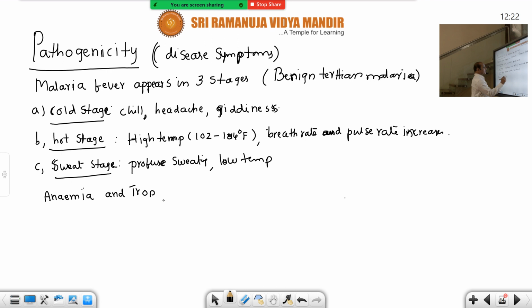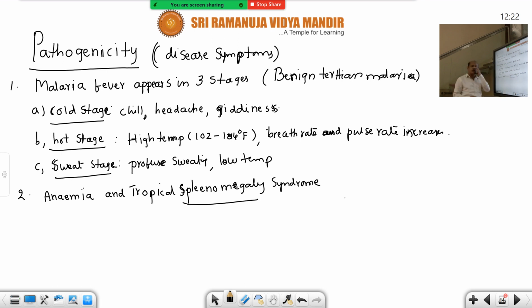Splenomegaly means enlargement of the spleen. Megaly, mega means large size. Splenomegaly syndrome also appears. What is the meaning of splenomegaly? Enlargement of the spleen due to the over immune response to the fever given by the spleen. The spleen is one of the most important lymphoid organs. Spleen, bone marrow, lymph nodes, all these are lymphoid organs.